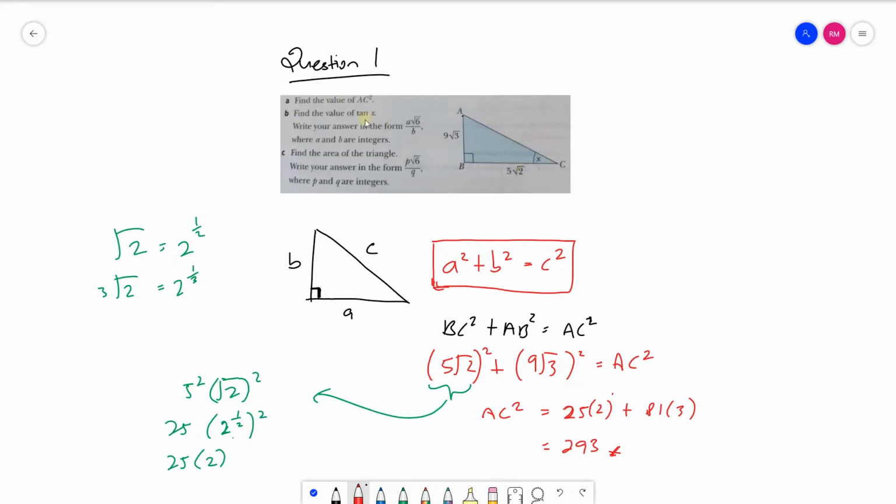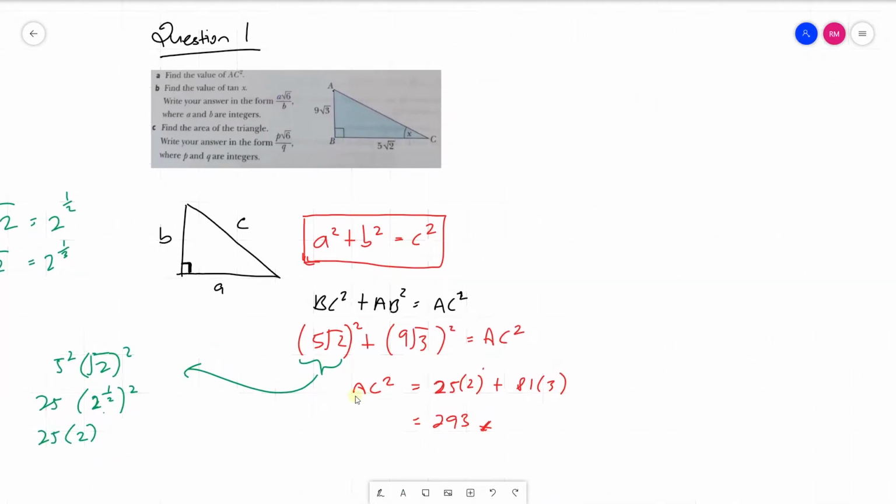Okay, next they're asking us for B, find the value of tangent x, and write your answer in the form of A surd 6 over B. So first of all, let's try to find tangent x. According to the trigonometric rule, tangent x is equals to opposite over adjacent. This is one of the rules according to the trigo theorem. When you want to find x, x is an angle, correct? So the opposite will be AB and the adjacent is BC, while the hypotenuse is AC.